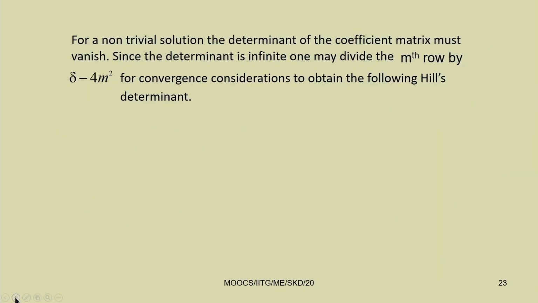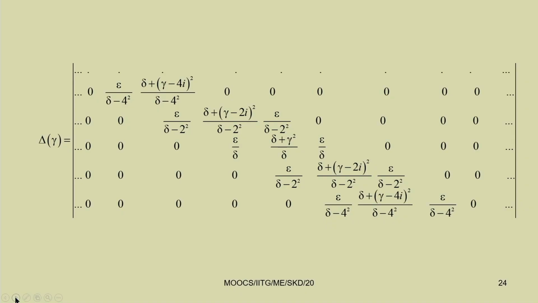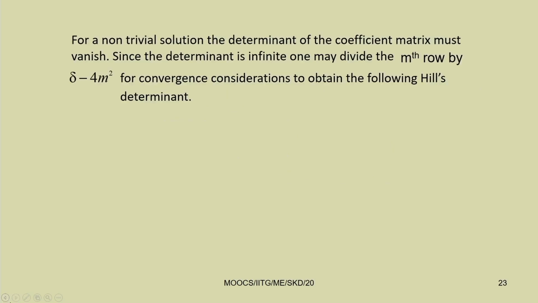Now, from this equation, for a non-trivial solution, that is non-zero, the determinant of the coefficient matrix must vanish. Here we have an infinite number of equations, so that is why we have this infinite determinant. Since the determinant is infinite, one may divide the mth row by delta minus 4 m square for convergence consideration to obtain the following Hill's determinant.